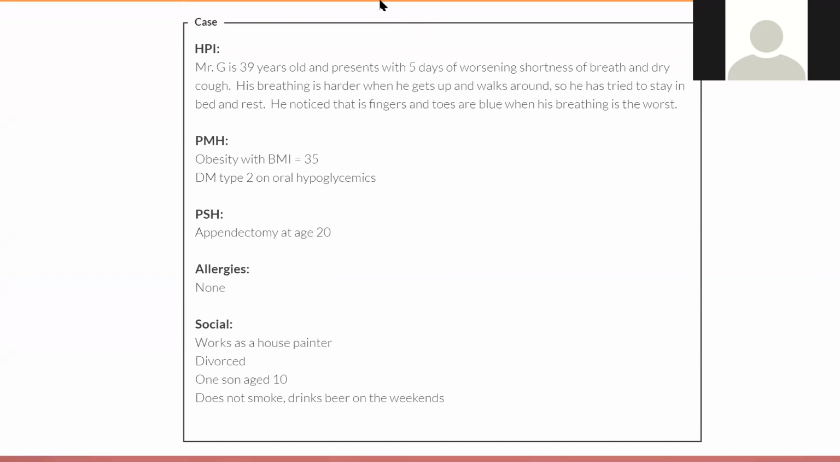So we have Mr. G, who is a 39 years old patient with 5 days of worsening shortness of breath and dry cough. His breathing is harder when he gets up and walks around, so he has tried to stay in bed and rest. He noticed that his fingers and toes are blue, so he's cyanotic, when his breathing is worse. As past medical history, he's obese with a BMI of 35, and he has diabetes type 2 on oral hypoglycemic drugs. He had an appendectomy at age 20, has no allergies, and he works as a painter, is divorced, and his son is 10 years old. He doesn't smoke and drinks beer occasionally. So this is the patient we need to keep in mind.